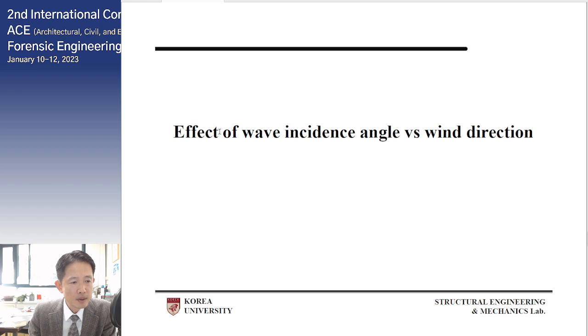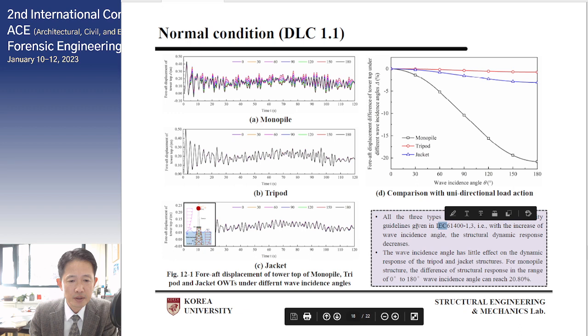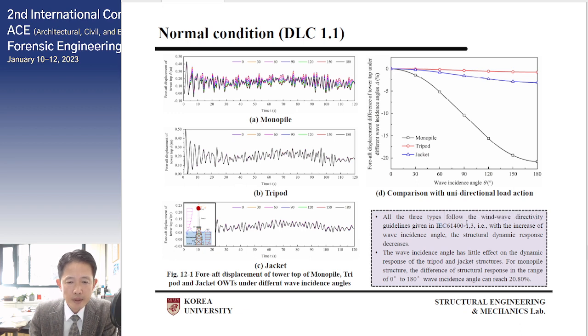And the third one is the effect of wave incident angle with respect to wind direction. In the normal condition, here we check the tower top displacement for the monopile, tripod and jacket. According to the IEC code, there is a wind-wave directionality guideline. According to this, if the wave direction deviates from the wind direction, the structural dynamic response should decrease.